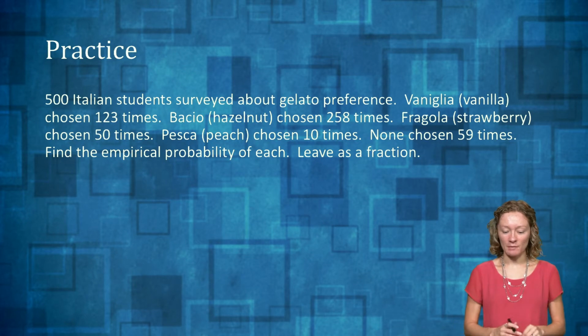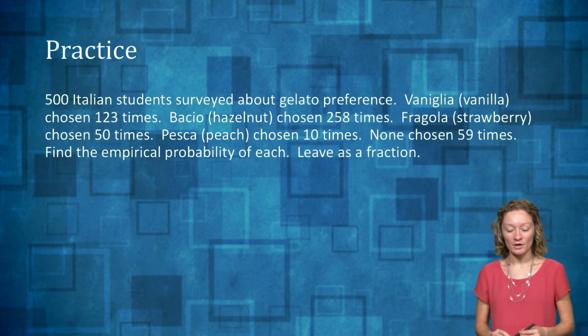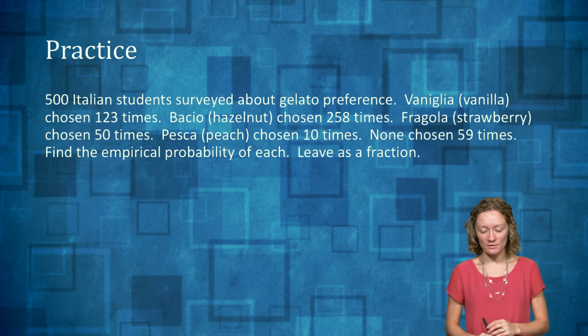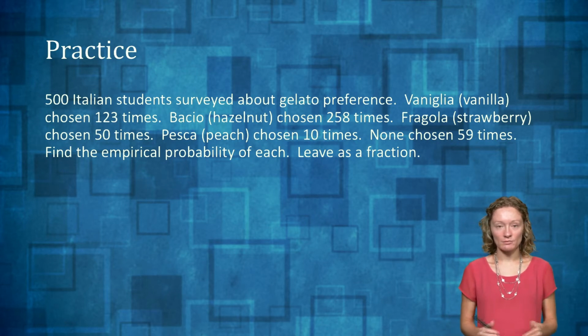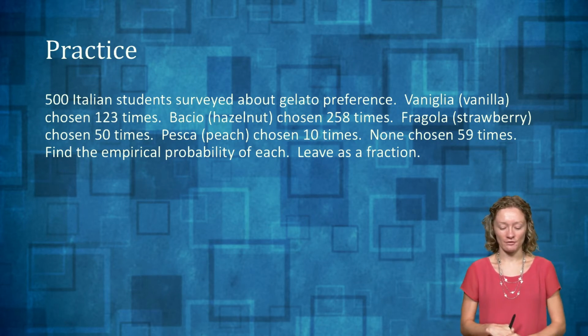Okay, so practice problem. This is empirical probability. 500 Italian students were surveyed about their gelato preference. Vaniglia, or vanilla, was chosen 123 times. Bacio hazelnut chosen 258. Fragola strawberry chosen 50 times. Pesca peach chosen 10 times. And then none chosen 59 times. So find the empirical probability of each. Go ahead, pause the video and work through these. Remember, simplified fractions are what we're looking for.